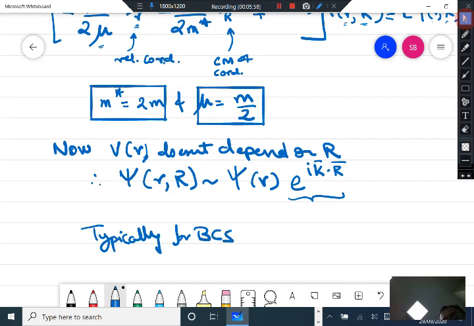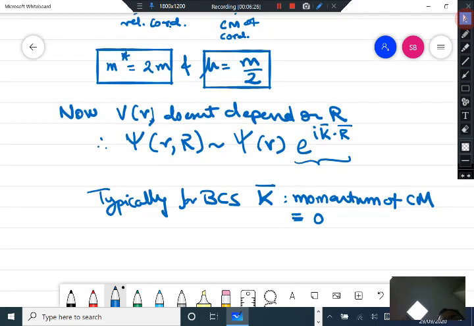And typically for BCS, K, which is the momentum of the center of mass, should be equal to 0. Here I would ask you to look back at my earlier discussion of BCS, where I have done a qualitative discussion of BCS theory. For superconducting pairing, you actually prefer the center of mass momentum K equal to 0. So typically one will be looking at solutions with K equal to 0, but in general we can define a total energy E.